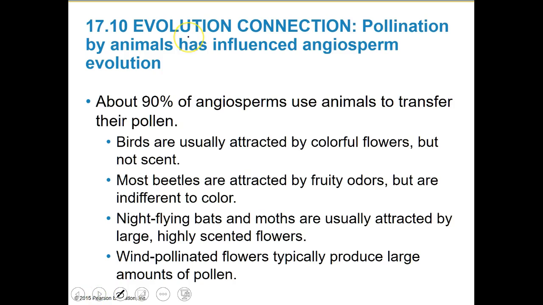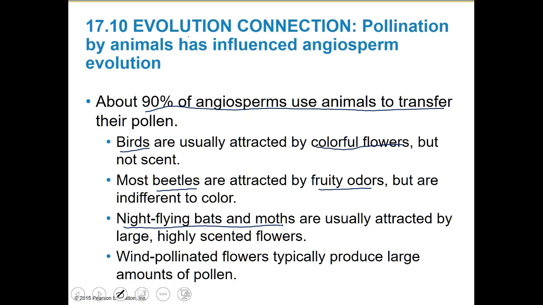About an evolutionary connection: about 90% of angiosperms use animals to transfer their pollen. This is a real co-evolutionary thing, in that it works for angiosperms to work well with animals. Birds are usually attracted to colorful flowers. They don't really care about the scent, but if it's big and pretty, they like those. Most beetles are attracted by fruity odors but are indifferent to color. I know some beetles are attracted to rotting flavors and odors. We've got some night-flying bats and moths that are usually attracted to large, highly scented flowers.